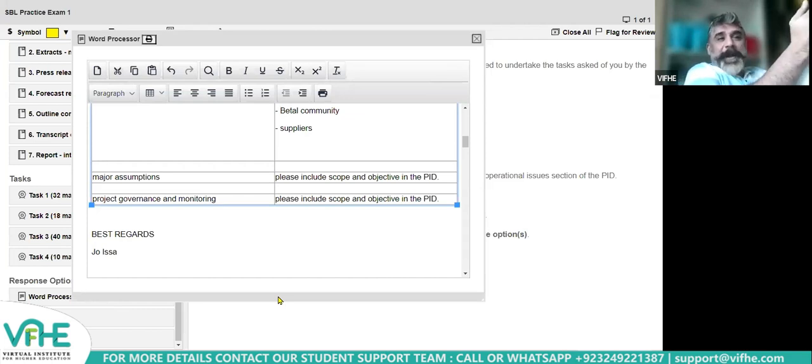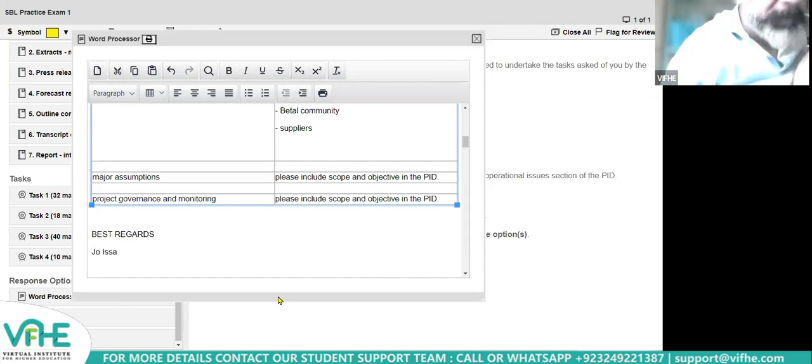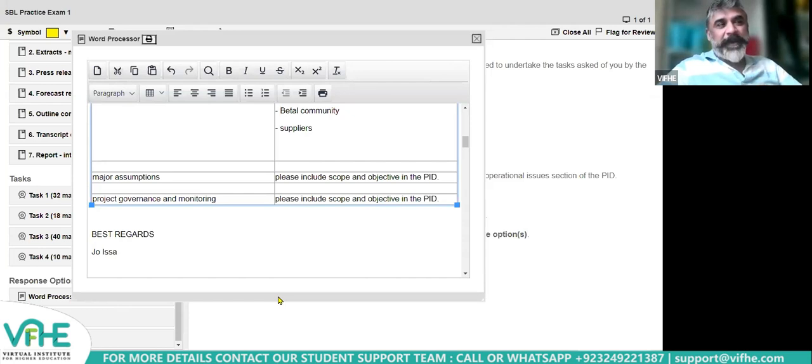No, it's part of execution, but it will be mentioned in the project planning stage, no? Then it will be executed. All this is part of the PID. When there is something in the PID, then it will be implemented.